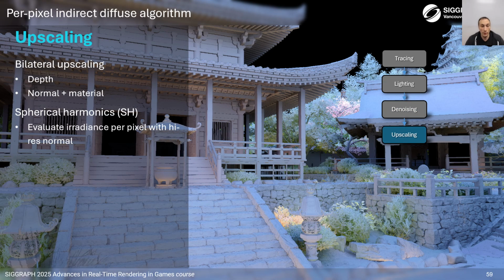And then finally, we're going to upscale from quarter resolution to full resolution using a bilateral upscaling algorithm with weights for the depth, the normal, and the material. And in this case, what we're upscaling is really the spherical harmonic, and then we end up with a per pixel spherical harmonic illumination that we're going to evaluate with the high resolution normal.